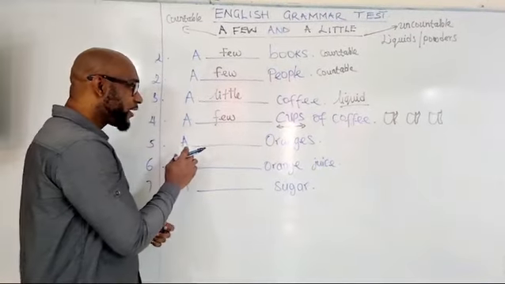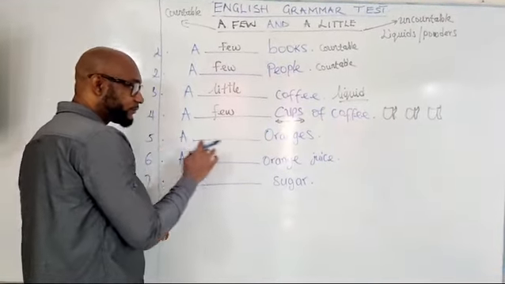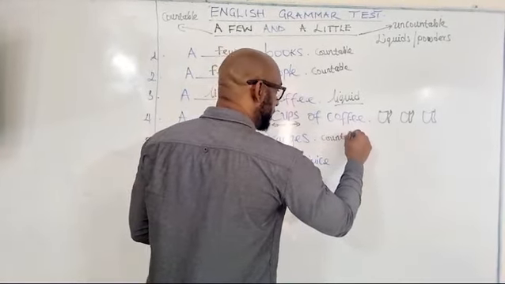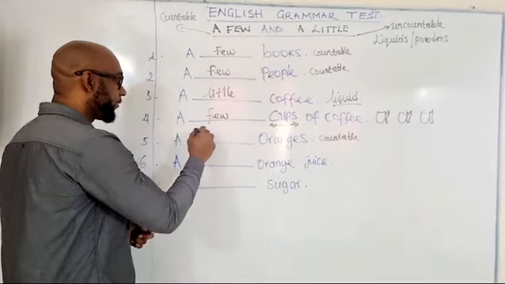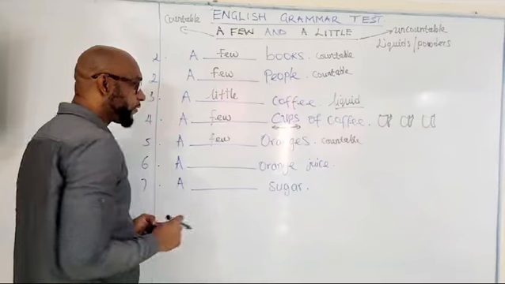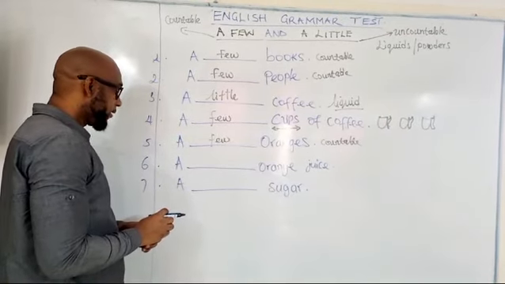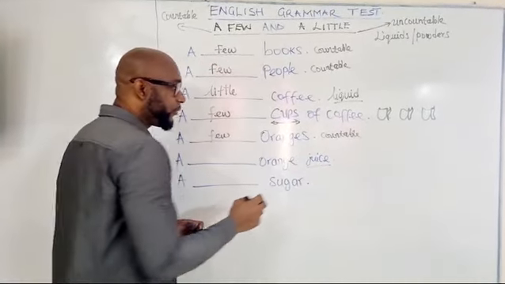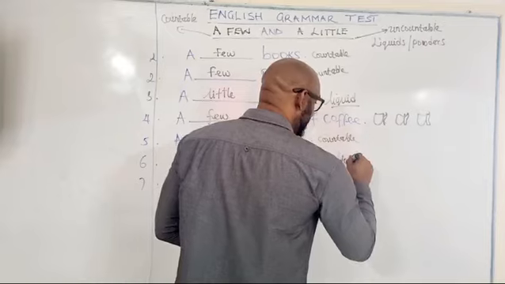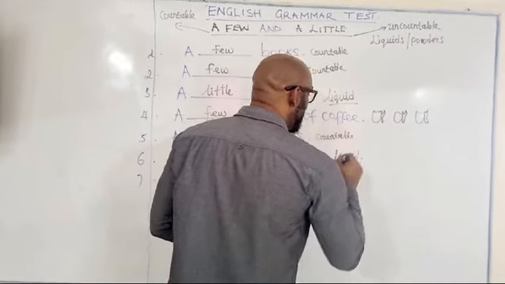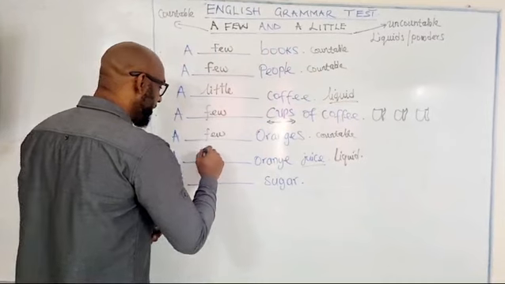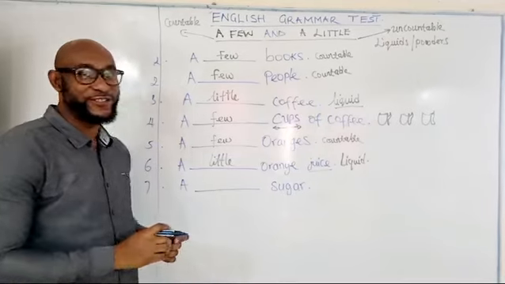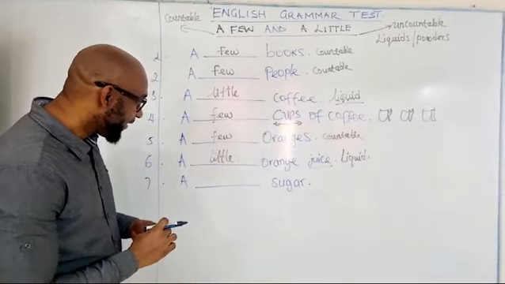Great. Now we go to the next, oranges. We can count oranges. This is countable. So we use "a few oranges." Great. We go to number 6, orange juice. And we remember juice is a liquid. And we don't count liquids, so we go to "a little orange juice."